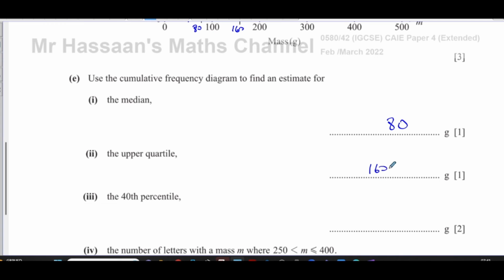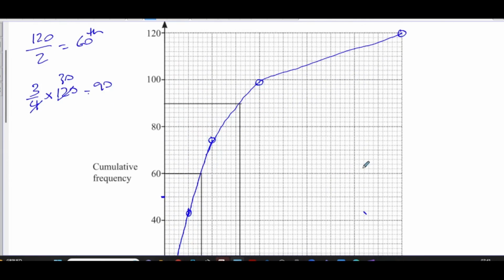Okay, and then it says the 40th percentile. So that's basically 40% of the way up. So it's 40 over 100, 40% of 120. Okay, so that's going to give you, that cancels with that, cancels with that. 4 times 12, that's 48. So we've got to go to 48.